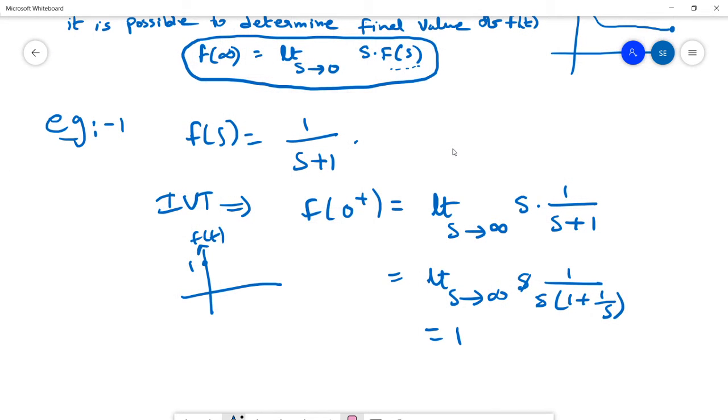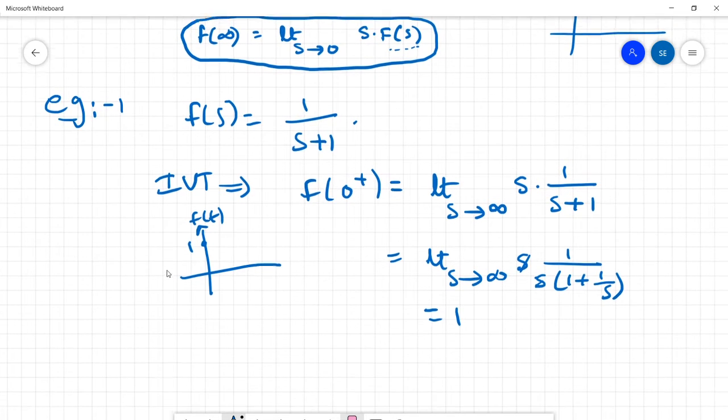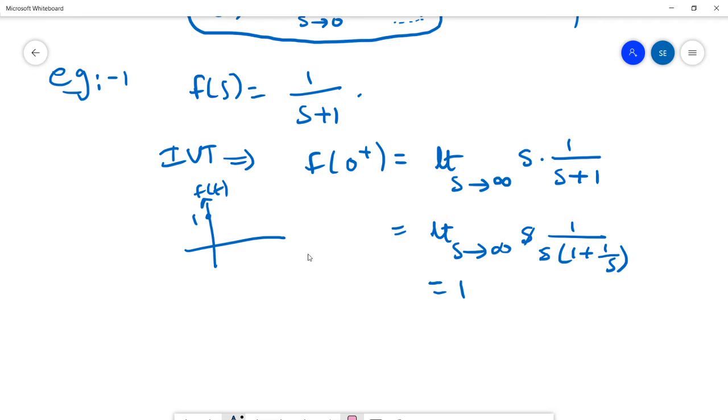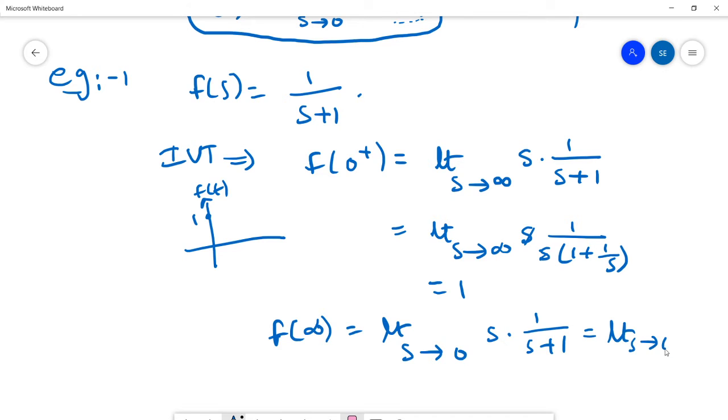Okay, so this is how. Then for the same function, if you apply final value theorem, what happens? F of infinity is equal to limit s tends to 0, s into 1 by s plus 1. Similarly, we will take it outside and apply 0. I will write it separately. Limit s tends to 0, 1 by 1 plus 1 by s, right?